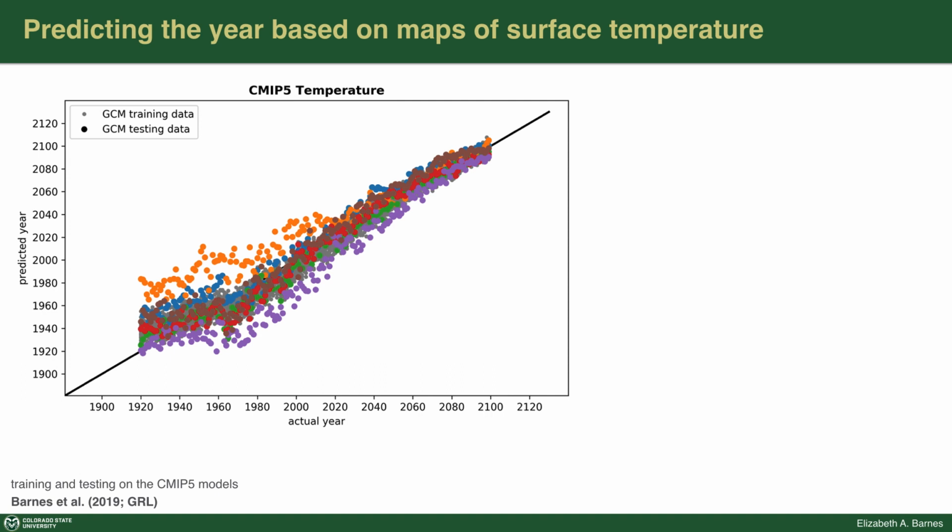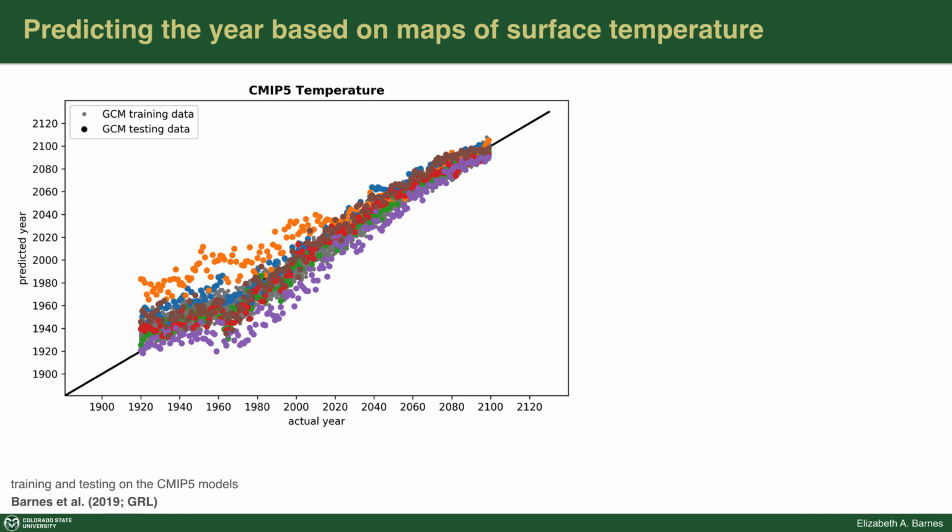Now the gray dots, which you can't see, is the training data, and that's because the neural network does such a good job that those data fall relatively on the one-to-one line. The color dots are results from climate models that the neural network was not trained on, known as the testing data. And what you can see is that after about 1960, the neural network does a very good job at predicting the year of each of the maps.